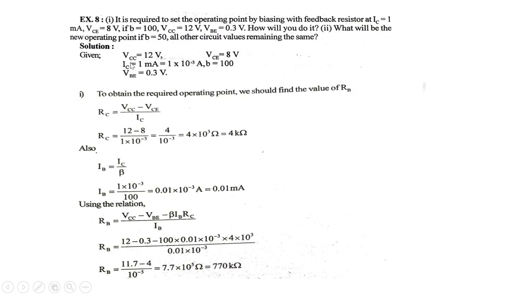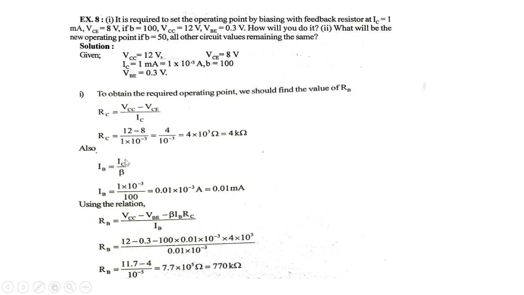Now given quantities, that is VCC equal to 12 volt, VC equal to 8 volt, IC equal to 1 milliampere, that is equal to 1 into 10 raised to minus 3 ampere, beta equal to 100, VB equal to 0.3 volt. So to obtain the required operating point, we should find the value of RB. So RC equal to 12 minus 8 upon 1 into 10 raised to minus 3. So RC equal to 4 kilo ohm.